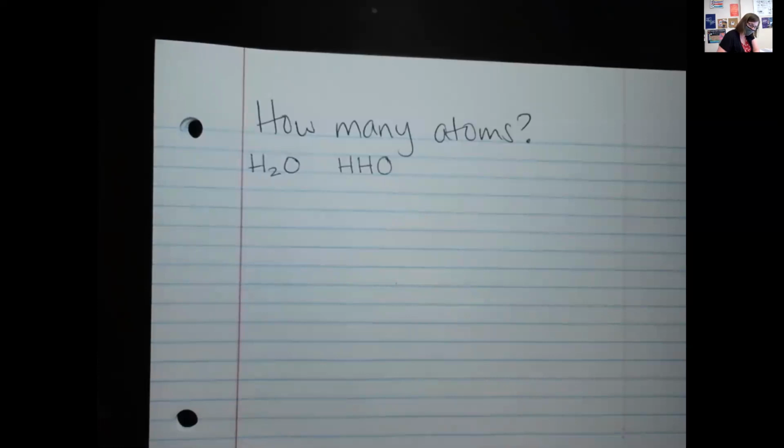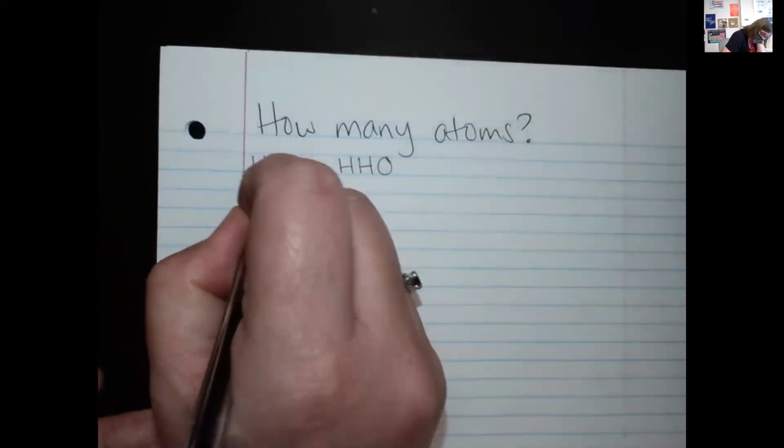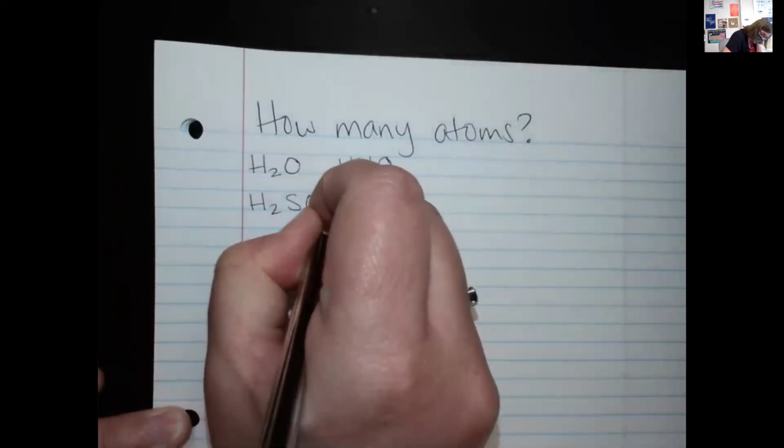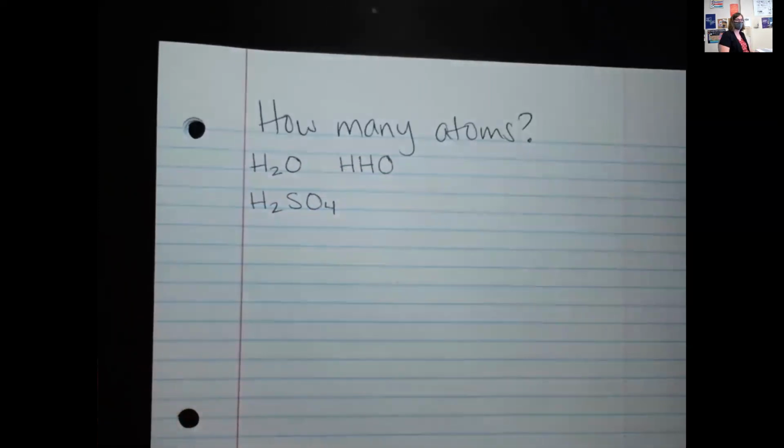Now let's do one slightly harder. How about how many atoms in H2SO4? So I want you to try it. Write down each element, the number of times that it would exist in this molecule. On the worksheet that we're going to do today, I'm going to ask how many H's, how many S's, how many O's. So writing it down will help you determine how many of each.